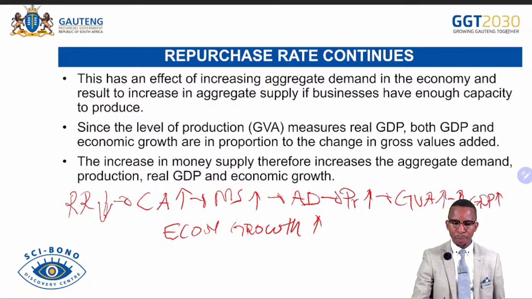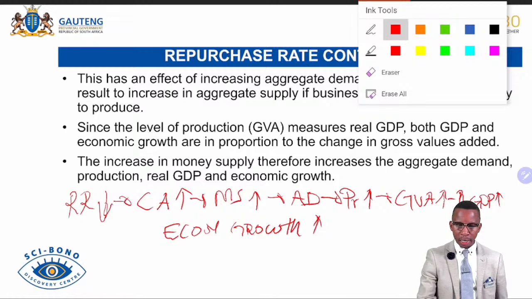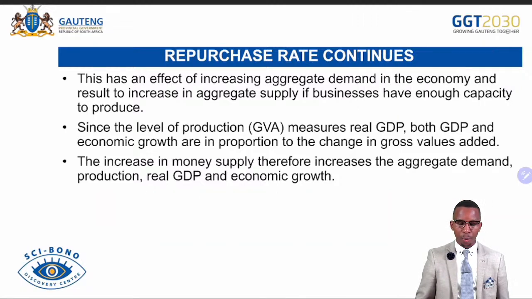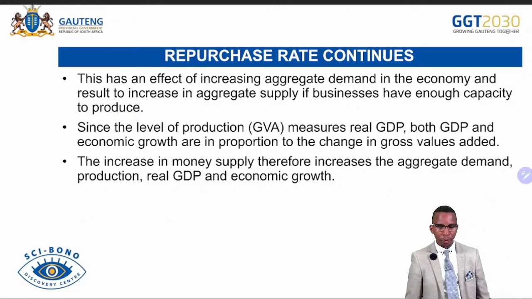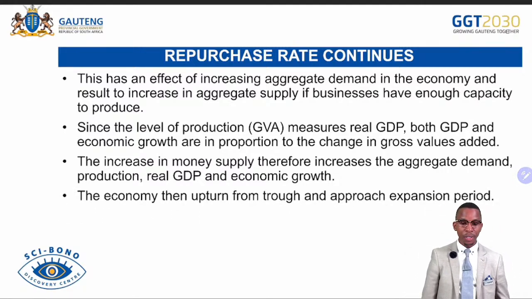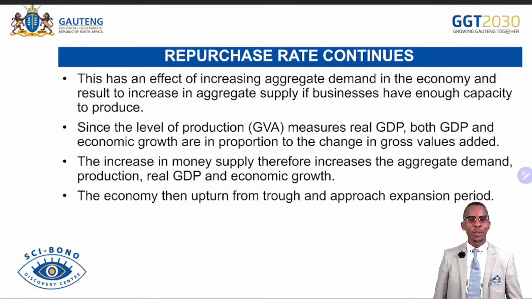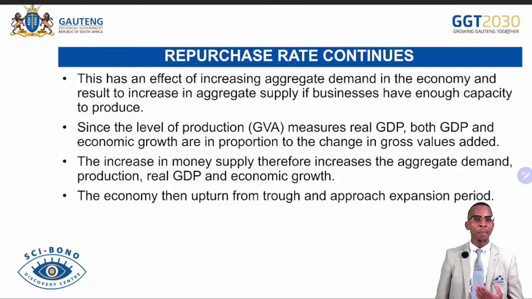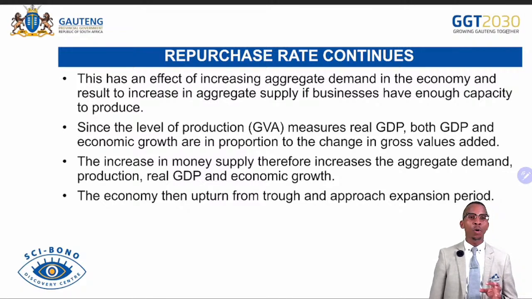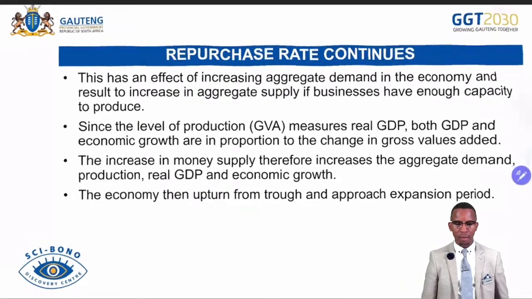So this is the expansionary use of what? Of the repurchase rate within the economy. And then the economy upturns from the trough and approaches the expansion period. Remember, if we expand the economy, the main aim is to turn up the economy or to approach the upswing or expansion period of the business cycle.